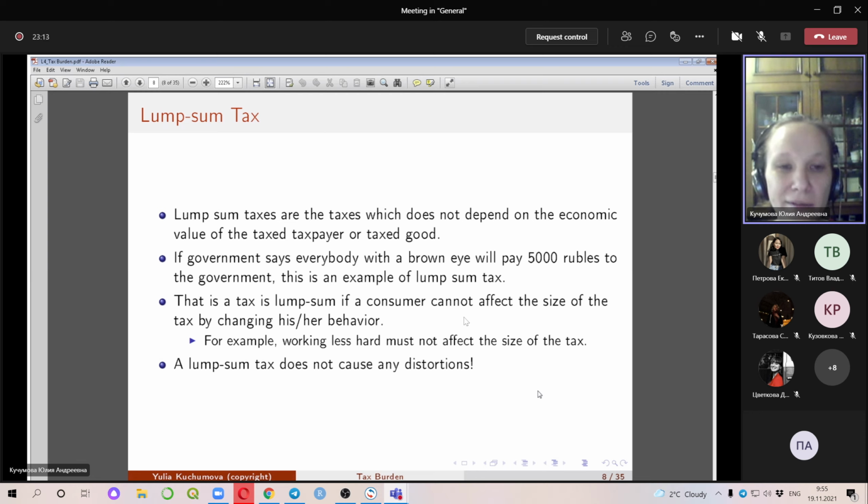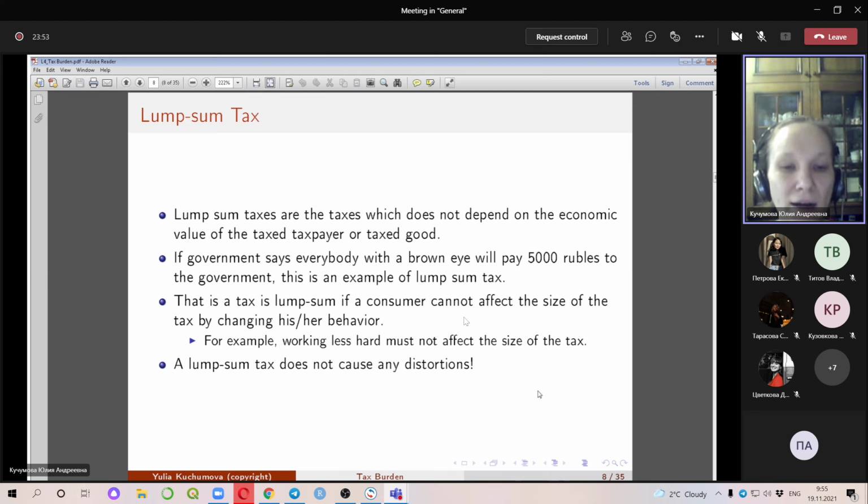One example of a lump sum tax could be if the government says everybody with brown eyes will pay 500 rubles to the government, then such a tax would be a lump sum tax. That is a tax designed so that the consumer cannot affect the size of the tax by changing his or her behavior. For example, in our examples, working less hard would not affect the size of the tax.